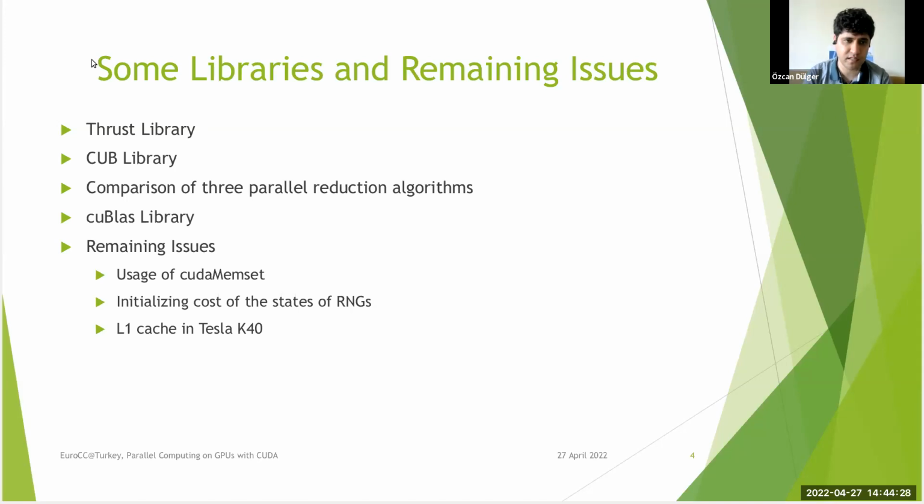And then I will mention some important remaining issues, such as the use of CUDA memset properly, and the initialization cost of the states of random number generators, which is also an important issue, and the L1 cache used in the Tesla K40 board.